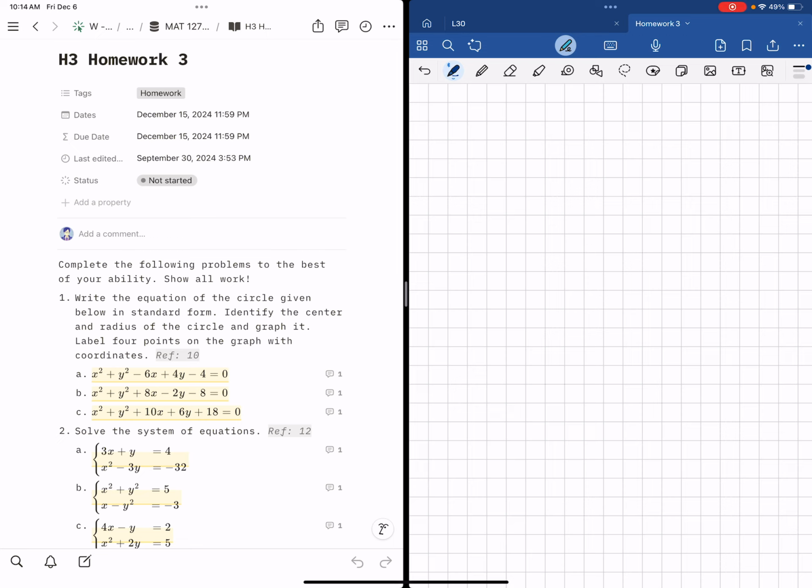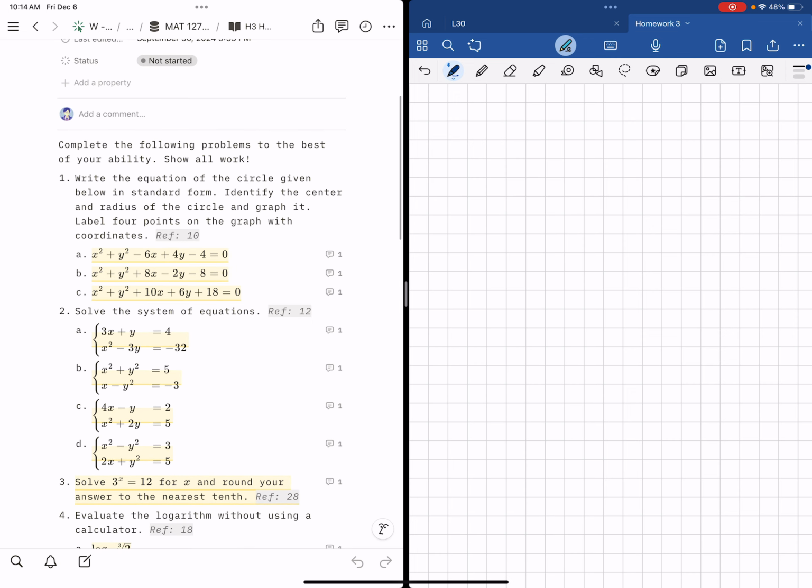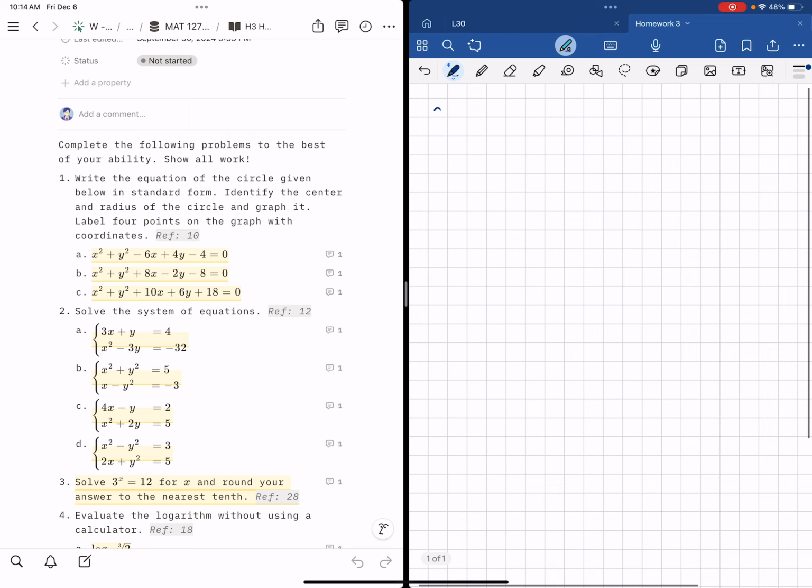Number 1, write the equation of the circle given below in standard form. Identify the center and radius of the circle and graph it. Label 4 points on the graph with coordinates. So let's do the first part. First part, let me write down the equation. X squared plus y squared minus 6x plus 4y minus 4 equals 0.